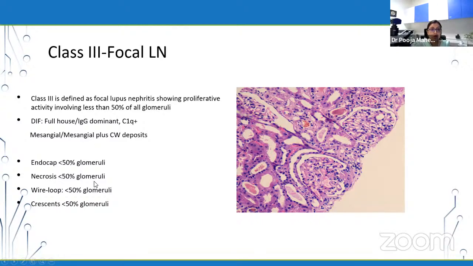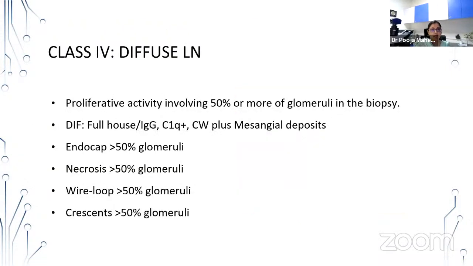So if endocapillary cellularity, necrosis, wire loop, or crescent, if any of them is in less than 50% of glomeruli, it is focal lupus nephritis. And as I said, if any one of them is in more than 50%, it will become class 4 lupus nephritis. So in class 3 and 4, the only difference is the number of glomeruli involved, less than 50% and more than 50%.